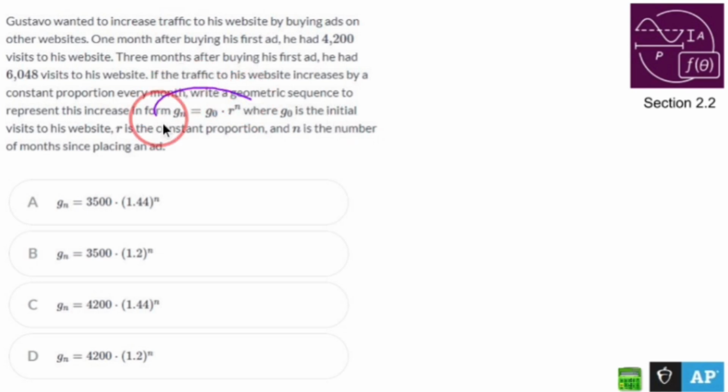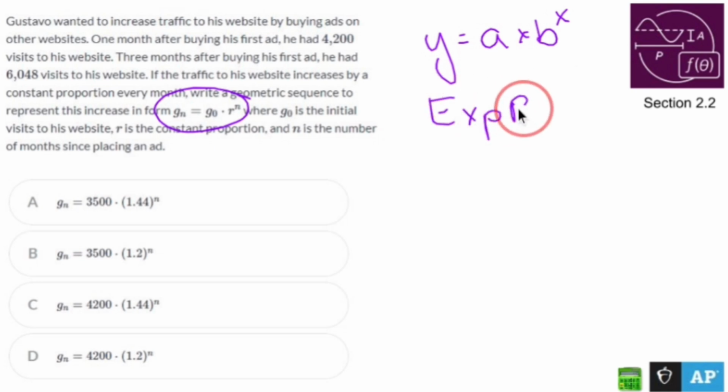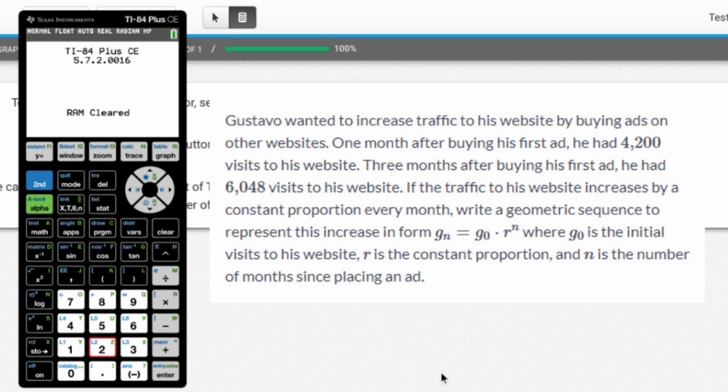Now, if you're looking at that guy right there, you should be thinking, all right, well, I'm allowed to use a calculator. That guy looks an awful lot like this because they basically are the same. This is exponential regression. So what we're going to do is run to our calculators and use exponential regression to write an equation. And then once we have that equation written out, we'll just fix those letters and stuff like that. All right, so Gustavo wants to make a geometric sequence, which is the same as exponential regression.